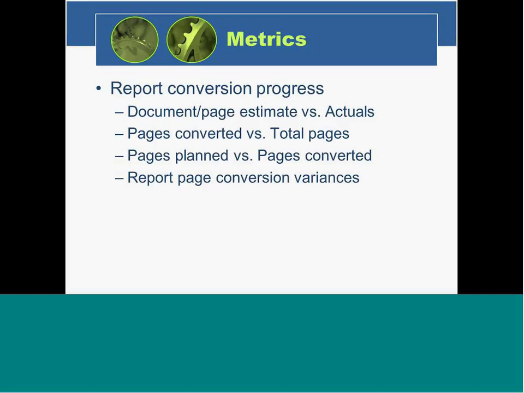We're documenting the pages converted versus total pages, and we are doing this on a monthly basis. We are reporting on the planned pages versus the pages actually converted, and we are also reporting on the conversion variances. And what do I mean by variances? Okay, so we said we'd do this this month. Here's what we actually did. There's a variance in there and they don't match.